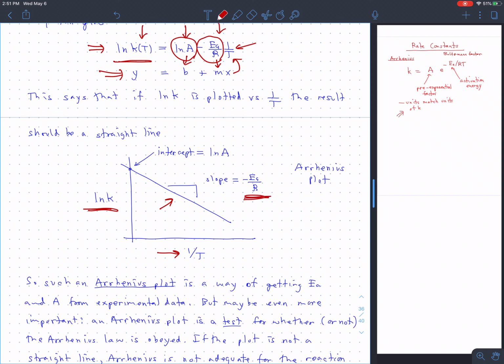So by multiplying the slope by minus R, we can get the energy of activation, and the intercept should be log of A. We can get log of A by looking at the intercept of such an Arrhenius plot. But the intercept often has a lot of error associated with it, so that's probably not the best way to do it. Anyway, it can be done, but it usually isn't done that way.